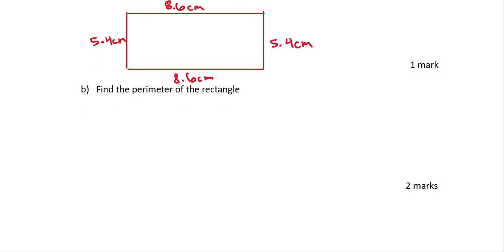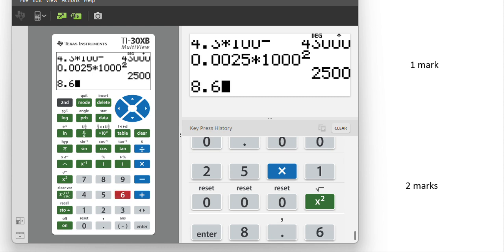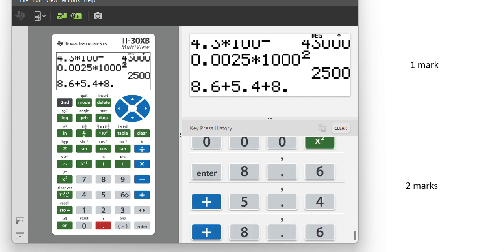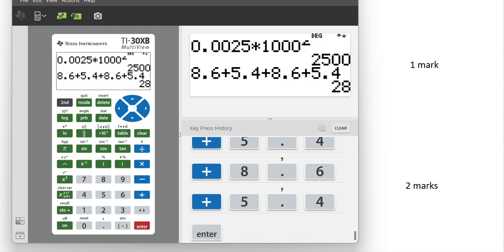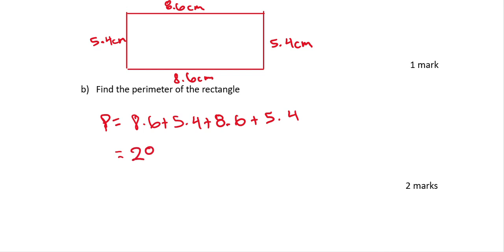Part B, find the perimeter of the rectangle. So the perimeter is basically the distance around the shape. So you're just going to add up all these numbers: 8.6 plus 5.4 plus 8.6 plus 5.4. And if you type this into your calculator, I end up with 28. So your answer is 28 centimeters. Okay. So it's 1 mark for writing this and then another mark for the answer.